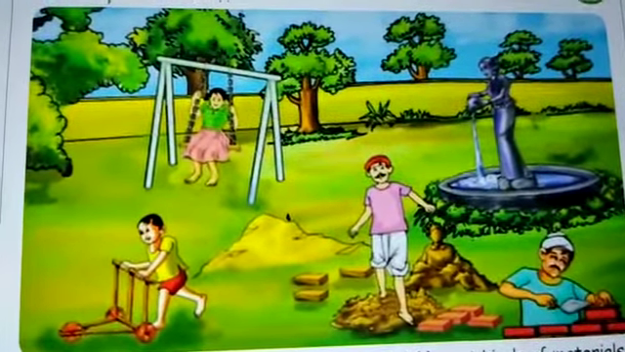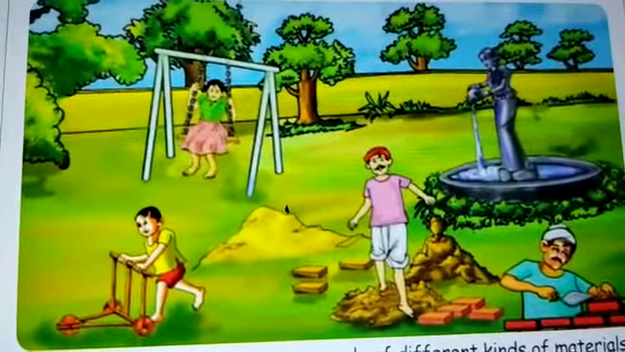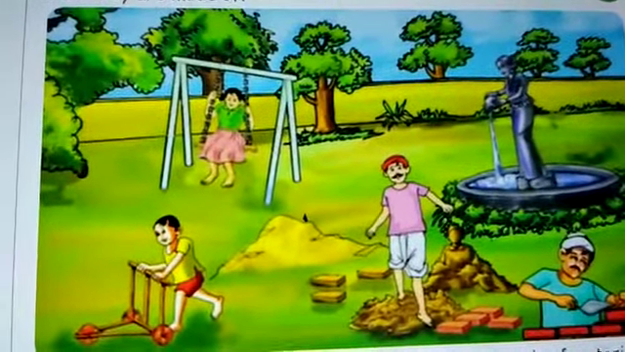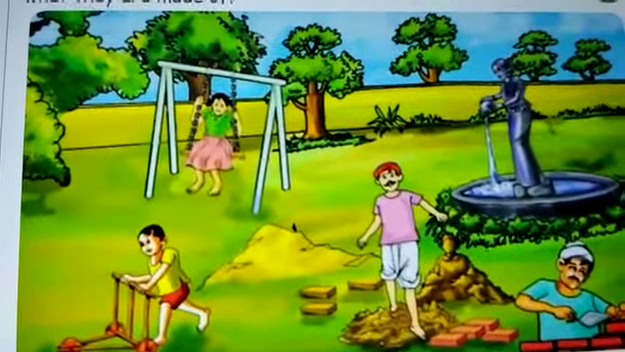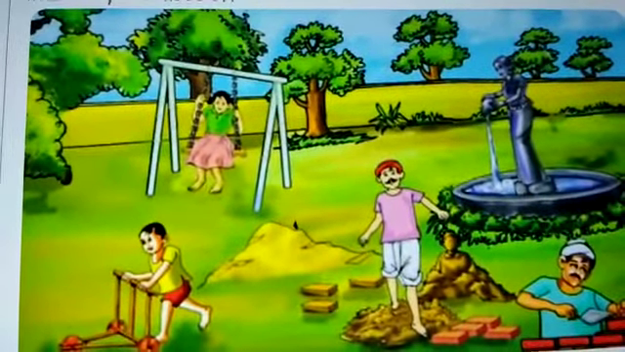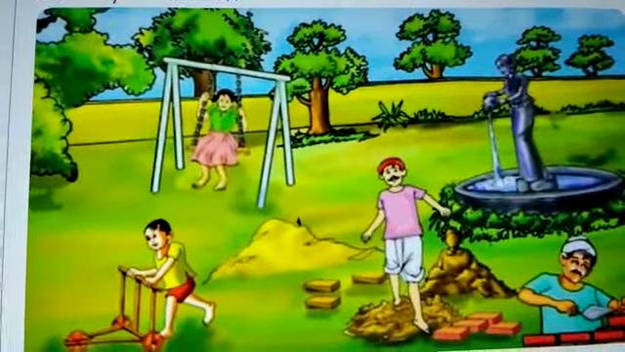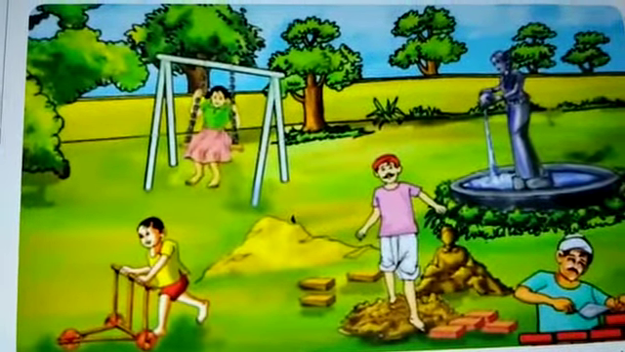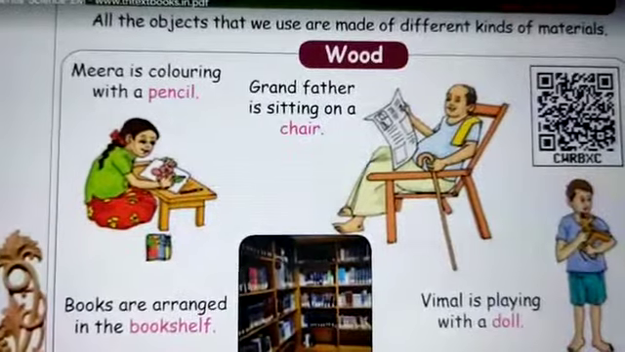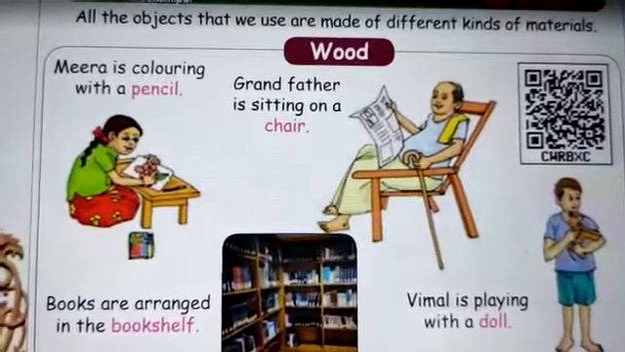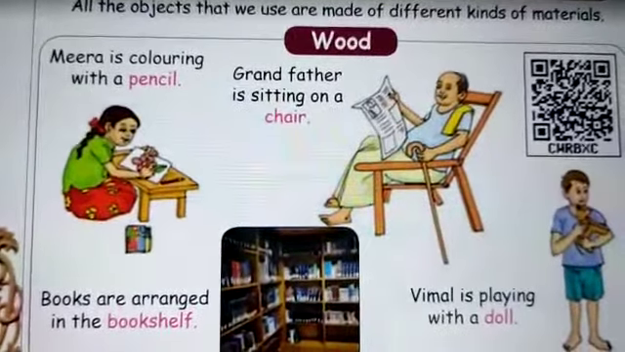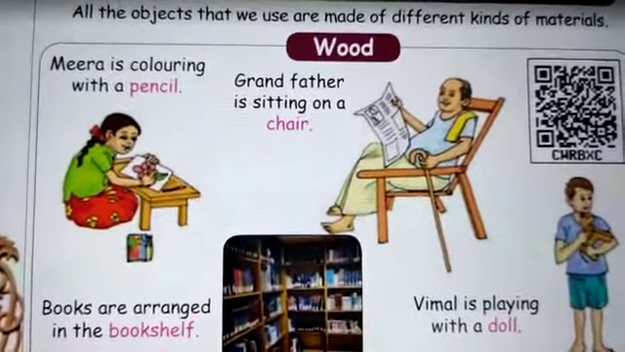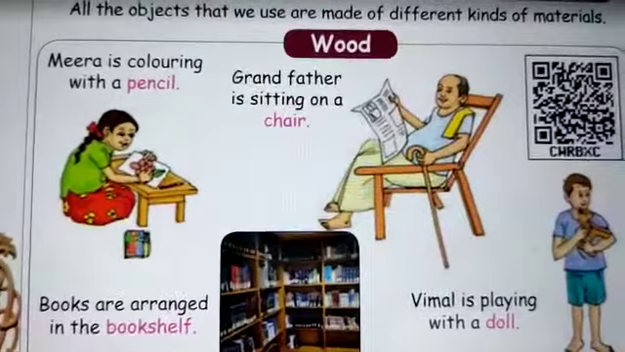Yes, utensils, television, fan, door, windows, pillows, beds, all the things that you see in your house are all called what? Materials around us or materials around you. All the objects that we use are made of different kinds of materials.